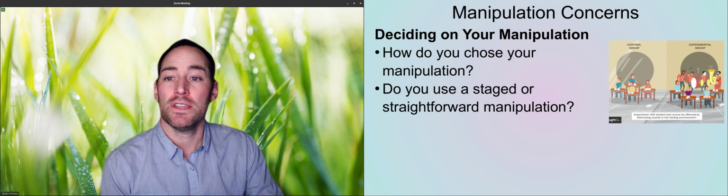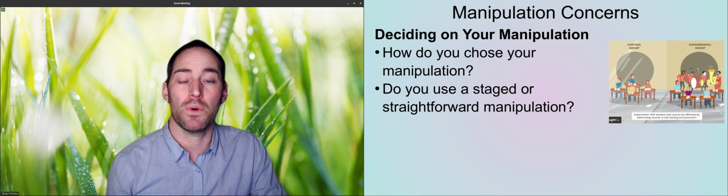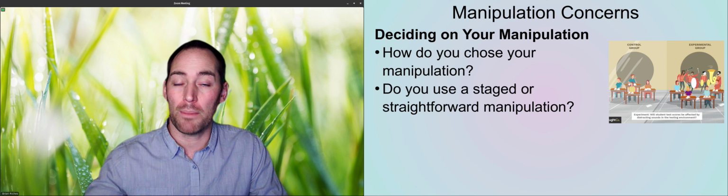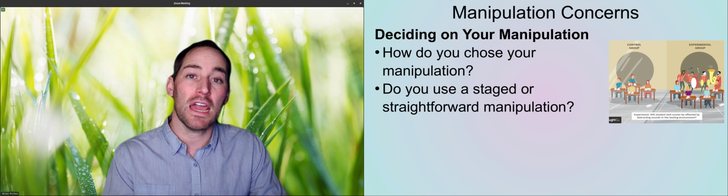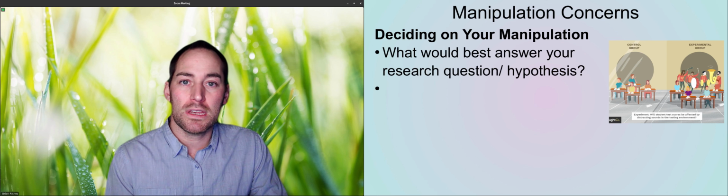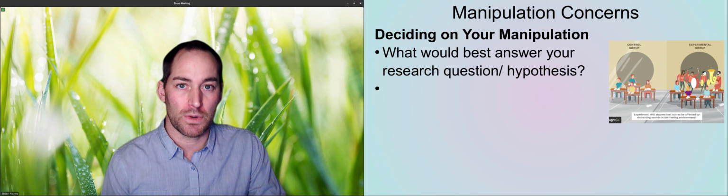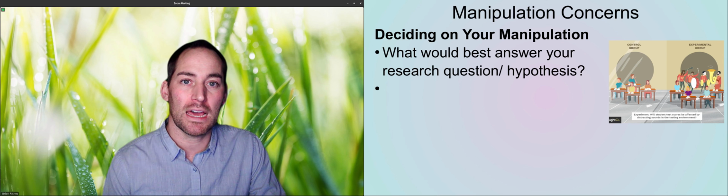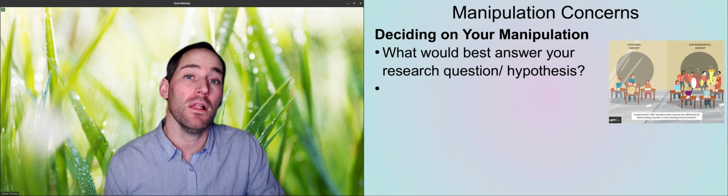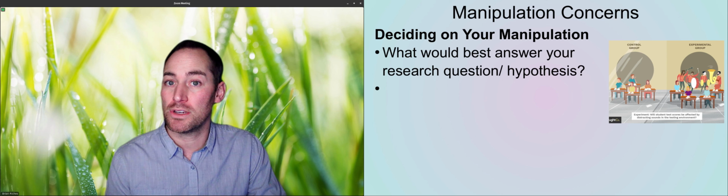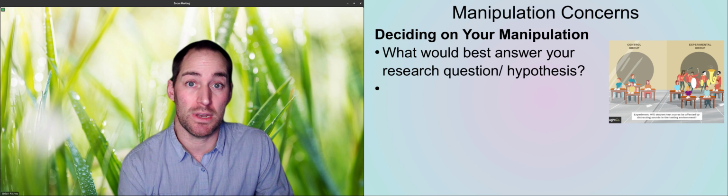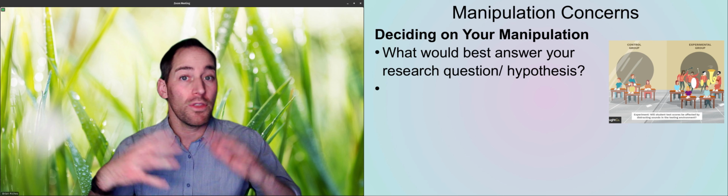All right, so how do you choose your manipulation? Do you want to use a straightforward manipulation, just a video that people watch or a prompt they read? Or do you want to use a staged manipulation? And really for these, it really depends what would best answer your research question. What would best test your hypothesis? What is the best method? Can you do it well with a straightforward manipulation? Then go for it. Do you need a staged manipulation to really control all the other variables?